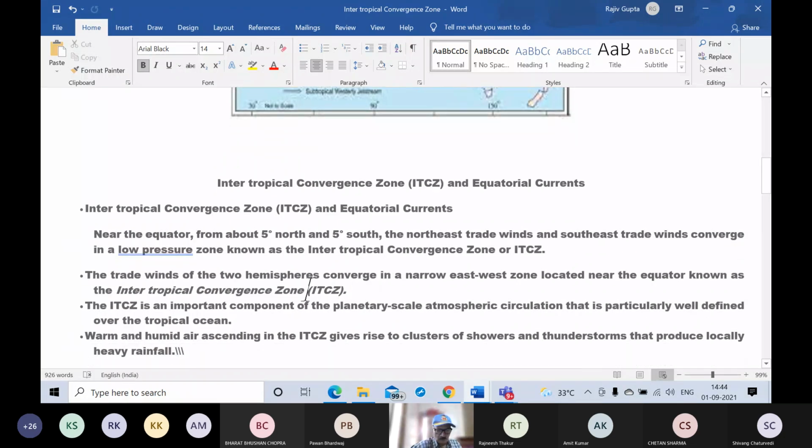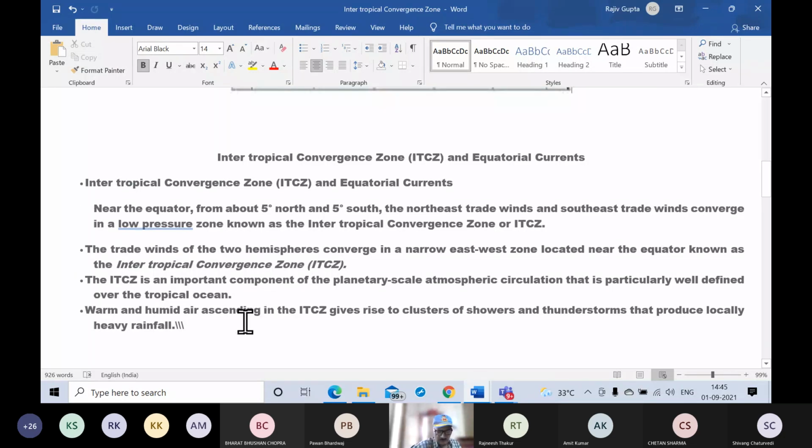So you can remember this one, and you can quote: the trade winds of the two hemispheres converge in a narrow east-west corridor or zone called the Intertropical Convergence Zone. Thunder showers take place because warm and humid air ascending in the ITCZ gives rise to thunderstorms. Very heavy rainfall is produced locally.